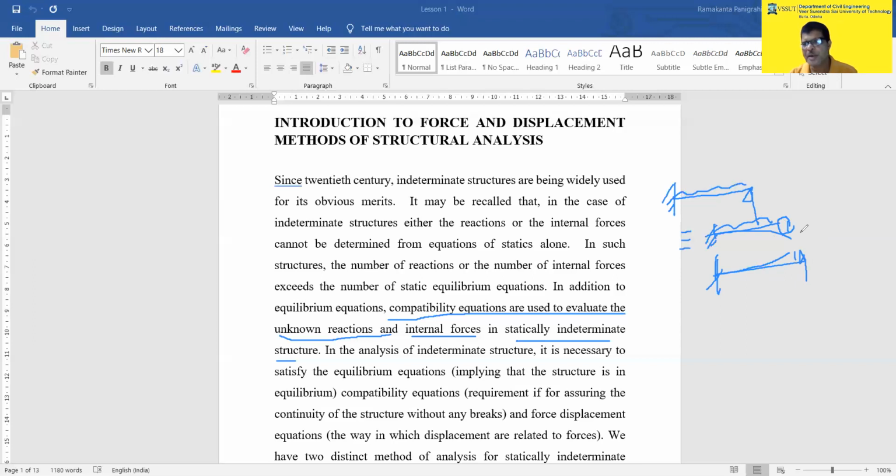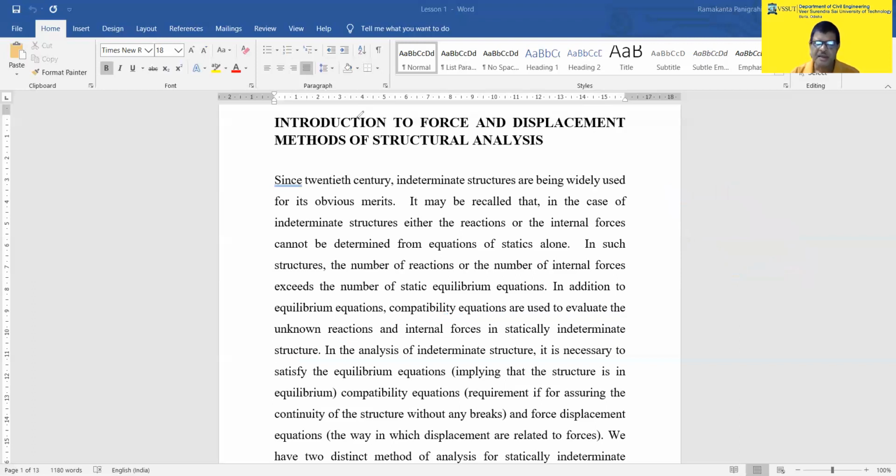There are different kinds of compatibility at an interface, like strain compatibility, slope compatibility, or the moment from the net side, because with a continuous member at a joint, the net moment must be equal to 0. Moment from this side plus moment from that side must be equal to 0. So all these compatibility conditions will be considered for finding the unknowns in statically indeterminate structures.